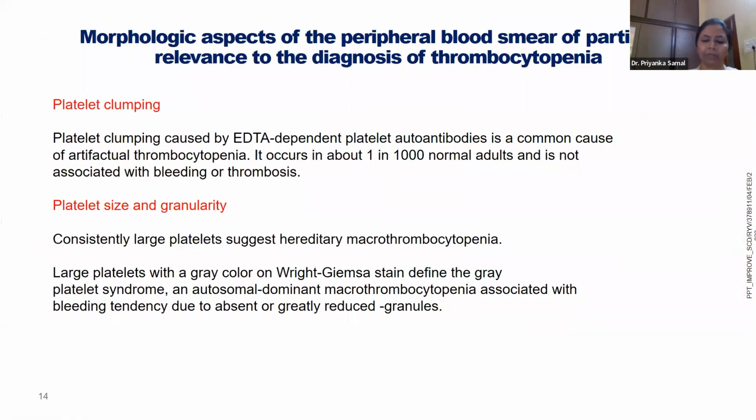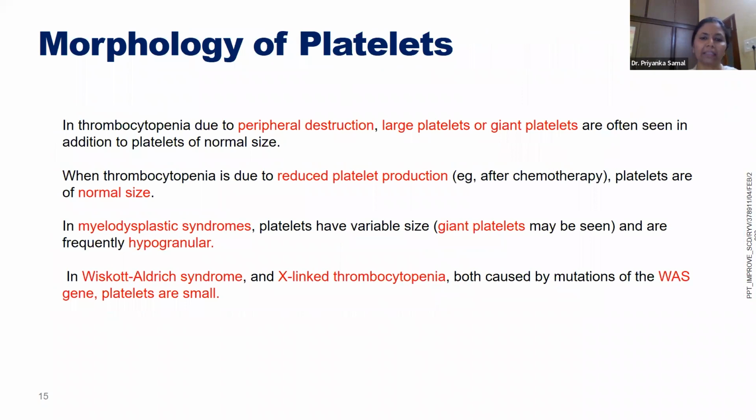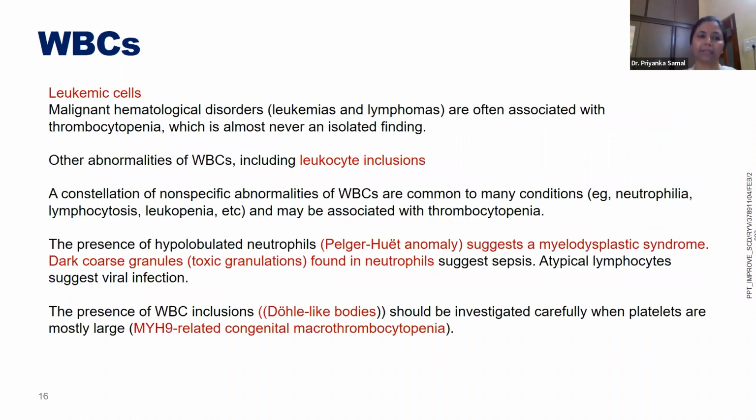So we discussed platelet clumping, platelet size, granularity, and morphology of the platelets. Also there are some inherited marrow failure syndromes like Wiskott-Aldrich syndrome, X-linked thrombocytopenia, which is because of the WAS gene, where you can find the platelets are not only less in number, but they are also small in size, and they are also dysfunctional platelets.